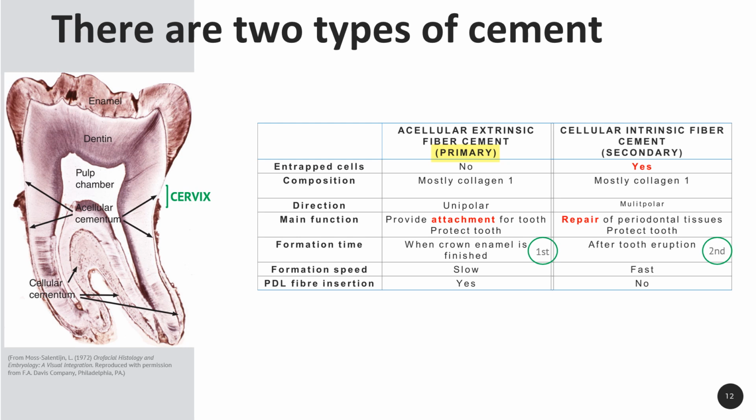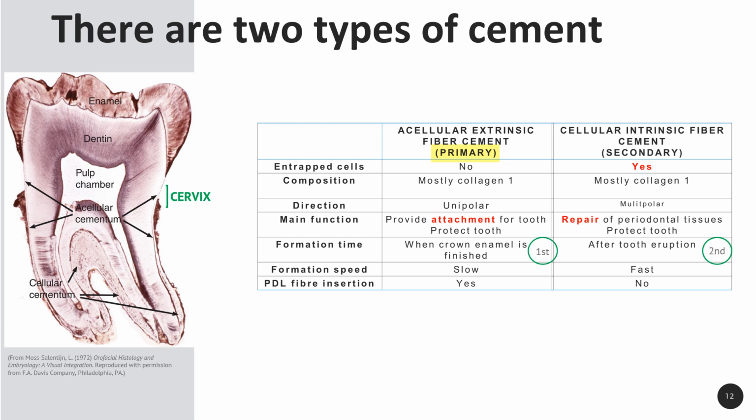Wrong way, sorry. Secondary cement, however, is cellular. So it's often called cellular intrinsic fiber cement, and it does have cells trapped in it, which is why it's called cellular. The fact that the cells are trapped in it is a direct consequence of the way that these cells here secrete the cement proteins, because they secrete them in all different directions.